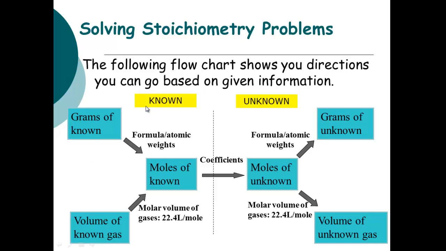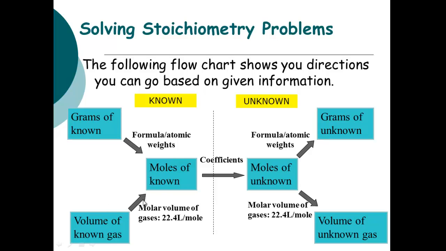Okay, the chart's basically broken up in 2 sides, the known side and the unknown. This is how you're going to flow through these problems. Your known is what you're given in a problem. Generally, you're given one of three things: either your grams of a substance, the moles of a substance, or the volume. Notice we want to get to moles. Well, in our molarity unit, we learned that going from grams to moles, that's our atomic weight. Our formula weight gets us there.